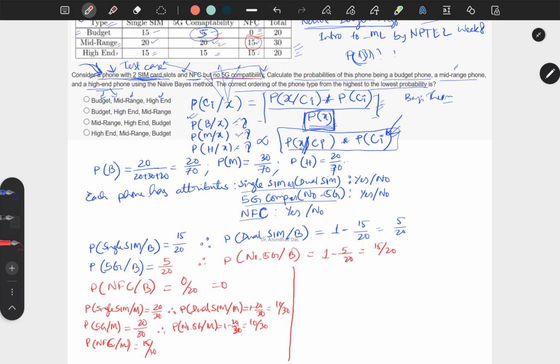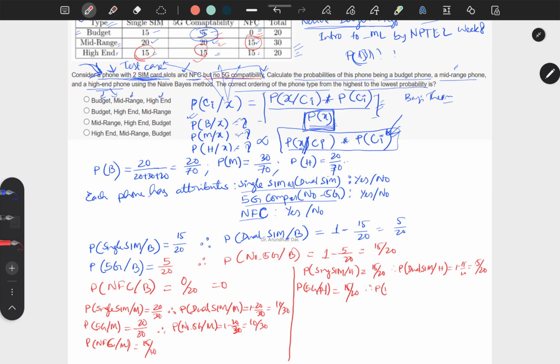Then we will move forward for the high-end phone. Here probability of single SIM given it is a high-end phone is 15 out of 20. So we can find probability of dual SIM given it is a high-end phone, 1 minus 15 by 20, which is equal to 5 by 20. Similarly, probability of 5G given it is a high-end one is 15 by 20.